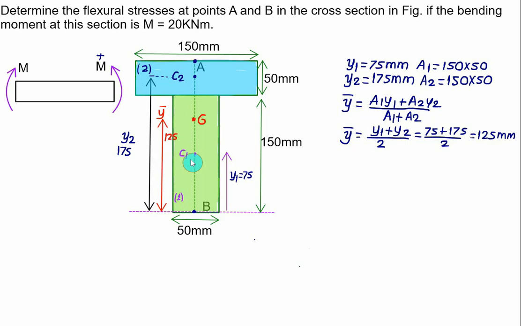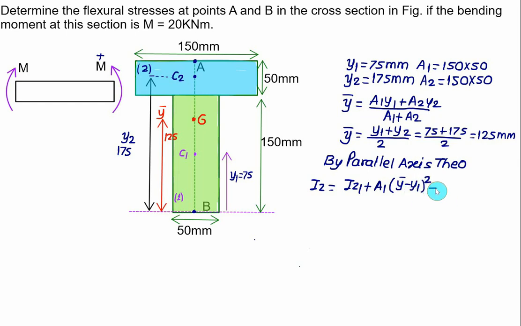Next we want to calculate the moment of inertia about the centroidal axis passing through the resultant centroid G. For this one we have to use the parallel axis theorem. So for the parallel axis theorem we have IZ. First we consider the bottom rectangle, which is IZ1 plus area A1 multiplied by the perpendicular distance between C1 and G, that is Y bar minus Y1, and we have to square it, plus the moment of inertia of the second figure, the top rectangle, IZ2 plus area A2 multiplied by Y bar minus Y2 squared. So you have to solve this value of IZ.